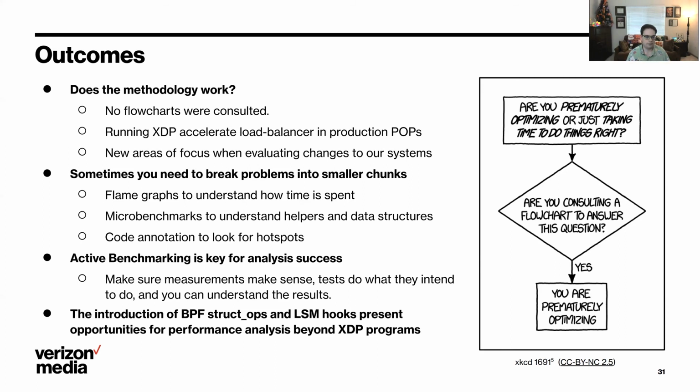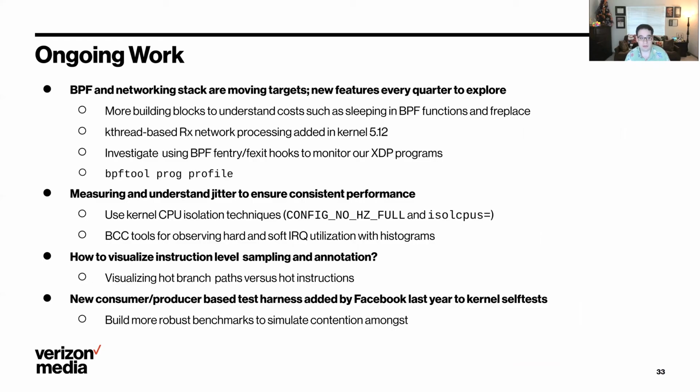So lastly, some of the ongoing work. BPF and the network stack are moving. There are lots of things going on. There are additional helpers and more data structure types. As I mentioned earlier, our current XDP code runs in a soft IRQ context. The 5.12 kernel introduced a kthread-based RX networking approach, so it will be interesting to change those settings to see how that affects how we measure the system and what challenges or opportunities that presents.